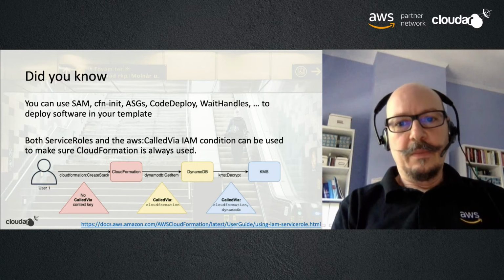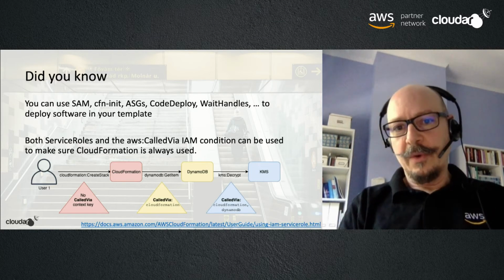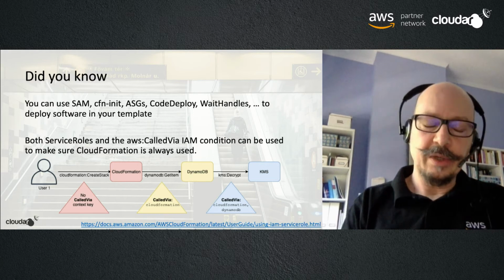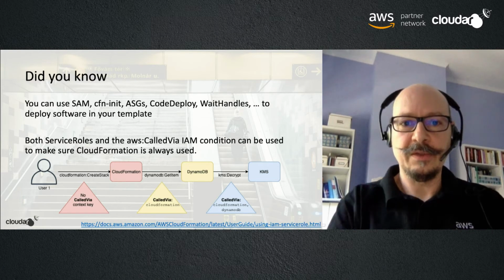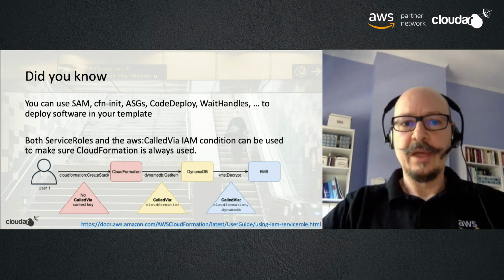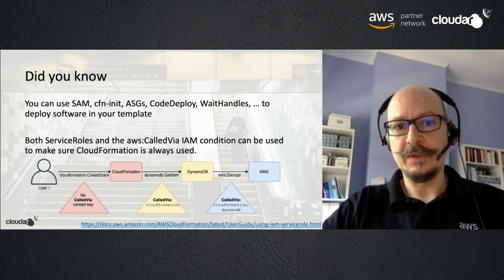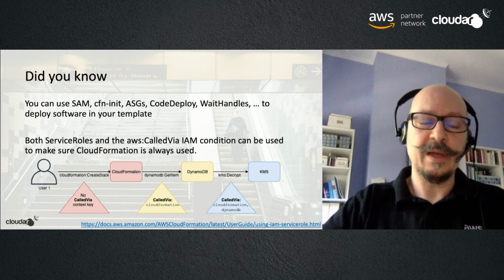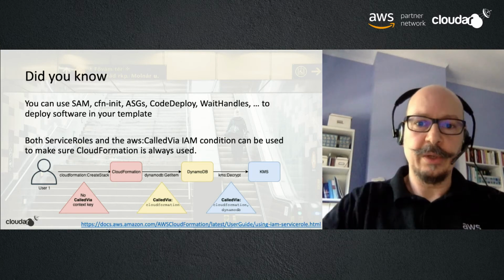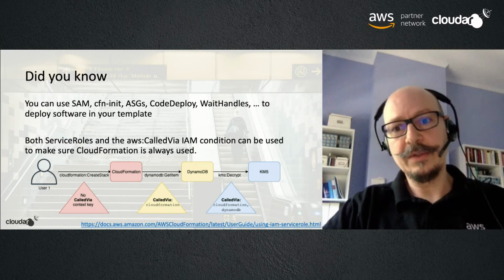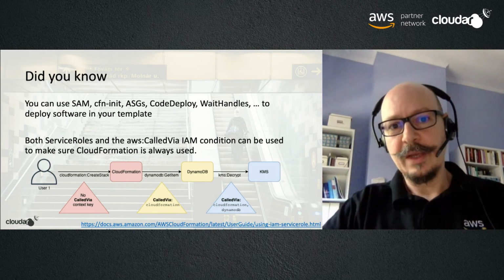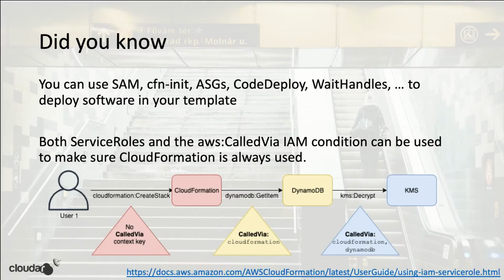So we mentioned that so far we're using CloudFormation to deploy infrastructure, and that's true. That's really the main objective. But you can also use it to deploy software if you want. So you can use a transform like SAM to actually deploy serverless functions on AWS. You can also use CloudFormation init.